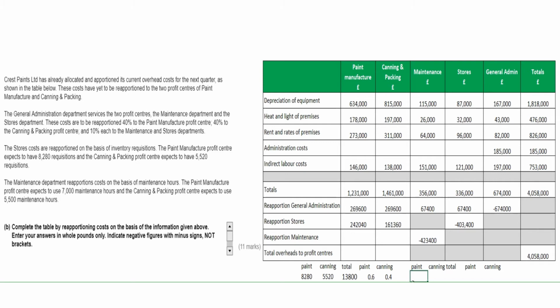Right, so paint was 7,000 hours, canning was 5,500 hours, so the total is that plus that, which is 12,500. Now the percentage is the 7,000 divided by the total 12,500, which gives 0.56. So this should be 0.44, but let's double check. 5,500 divided by 12,500 is 0.44. There we go.